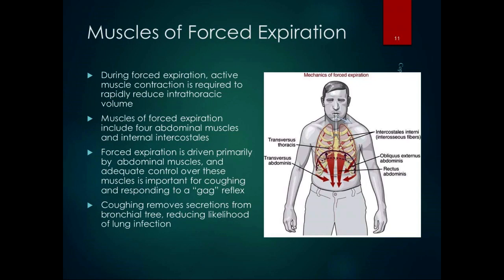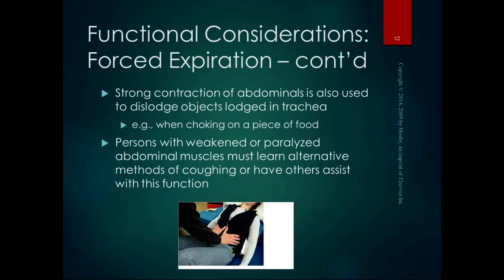So people that, like I was talking about before, people with spinal cord injuries who do not have control over their abdominal muscles, they have difficulty clearing secretions from their lungs, and so they're more prone to getting pneumonia and lung infections. So a strong contraction of the abdominals is also used to dislodge objects lodged in the trachea, like choking on a piece of food. That's why with the Heimlich maneuver, we assist that abdominal contraction by physically pushing on their abdomen. So people with weakened or paralyzed abdominal muscles have to learn alternative methods of coughing or have someone do an assisted cough. So in this picture, the person who's got their hands on the other person's ribs is assisting that person with coughing and forced expiration.